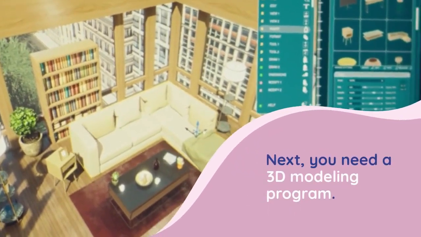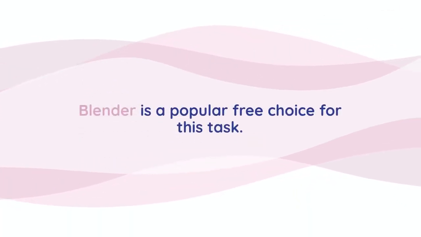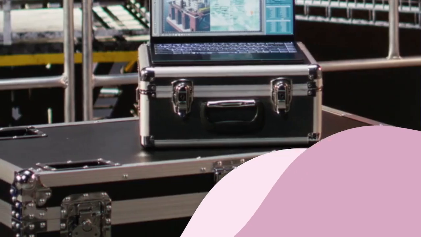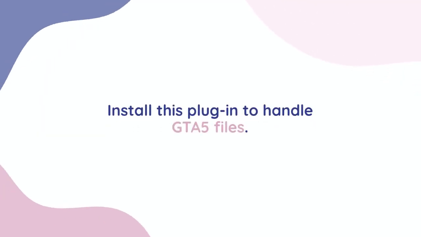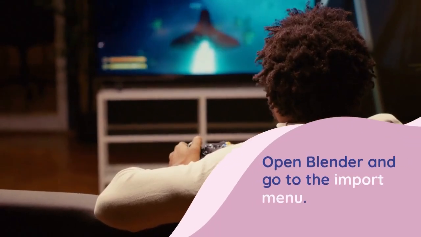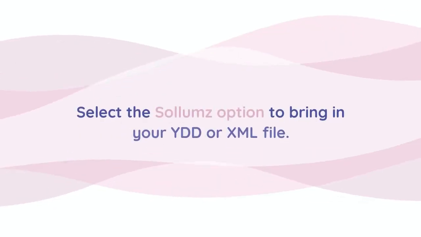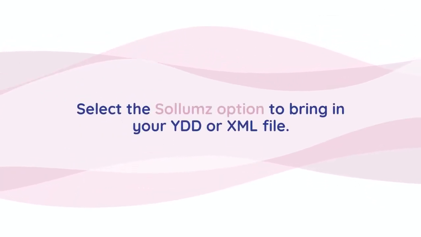Next, you need a 3D modeling program. Blender is a popular free choice for this task. You will also need a plugin called Solums for Blender. Install this plugin to handle GTA 5 files. Open Blender and go to the Import menu. Select the Solums option to bring in your YDD or XML file.